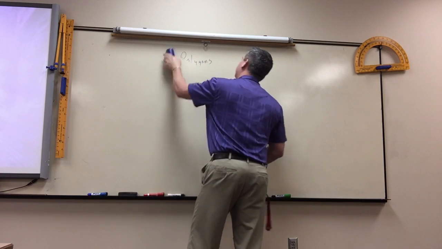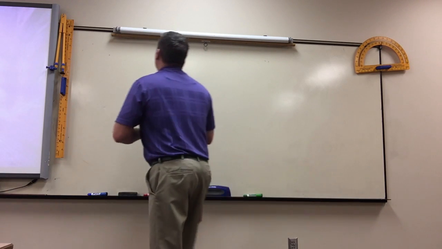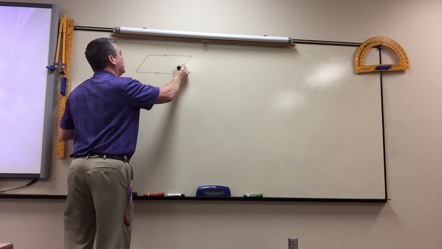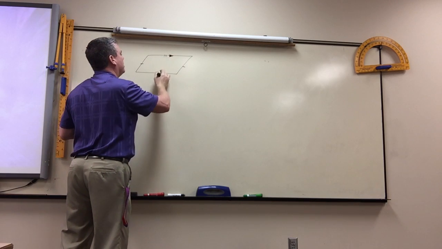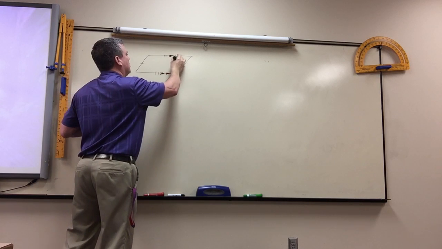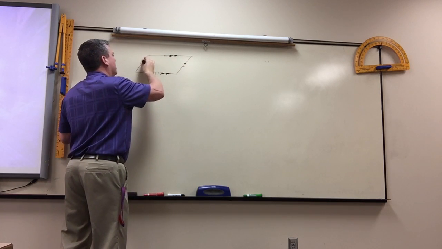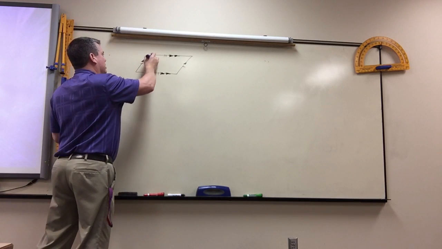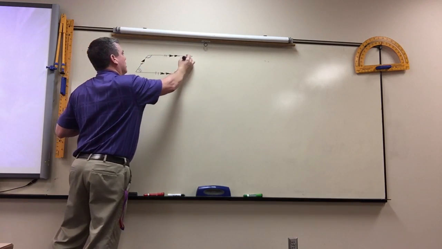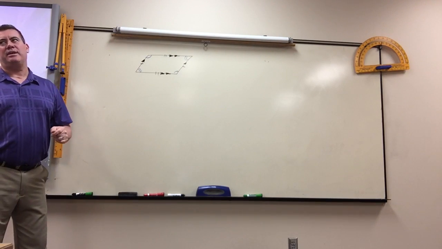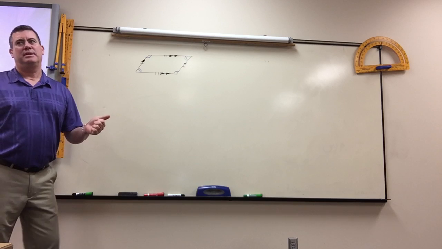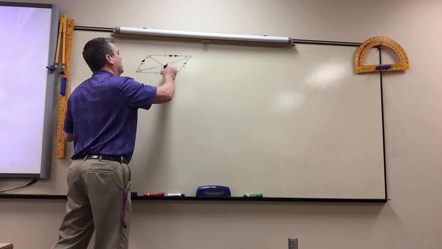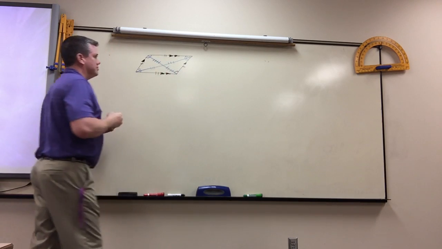Then, you have to know all the properties of these. So, remember, on a parallelogram, obviously, opposite sides are congruent. Opposite sides are parallel. So the little triangle on there shows that they're parallel. Opposite angles are congruent. Consecutive angles are supplementary, right? And the diagonals bisect each other. Okay?